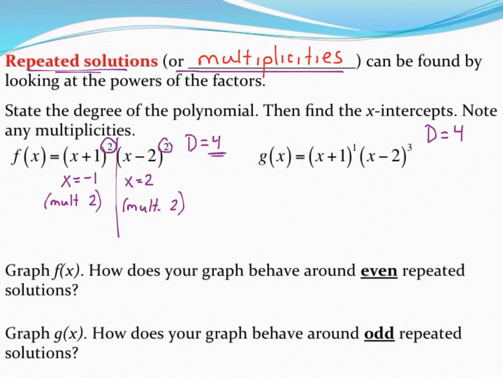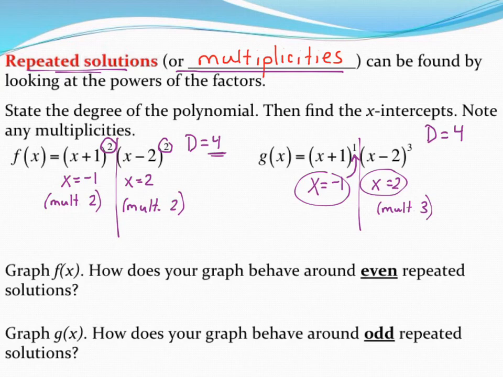It's a double solution. Same goes for these odd powers. Once again, -1 and 2 are my 2 solutions. However, the powers will tell us how many times to count those. This -1 just gets counted once, so we don't need to say a multiplicity of 1. I'll just assume that's what you mean if you list it one time. But the 2 has a multiplicity of 3. We'd count it 3 times because it has a power of 3.